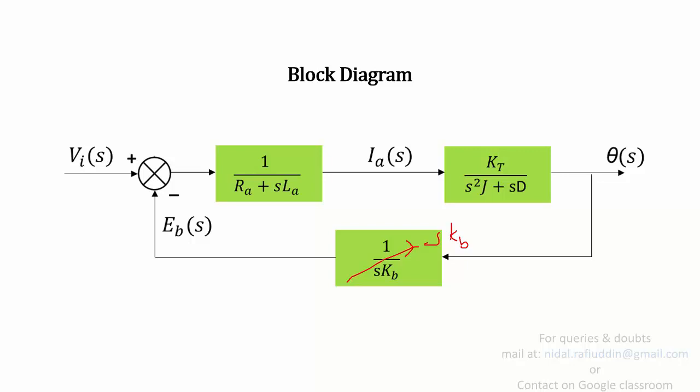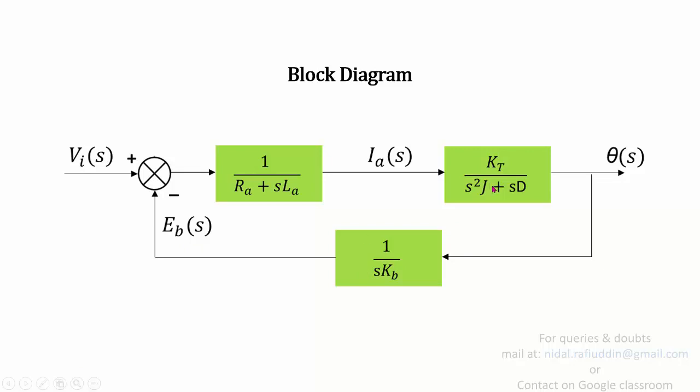So one important conclusion that you can draw from this closed loop representation is that we saw that EB is equal to S KB times theta S, where S theta is omega. Omega is the angular speed, which means that EB, the back EMF, is proportional to angular speed. This is something that you have already been taught previously, since you know that the back EMF increases as the speed of the motor increases.